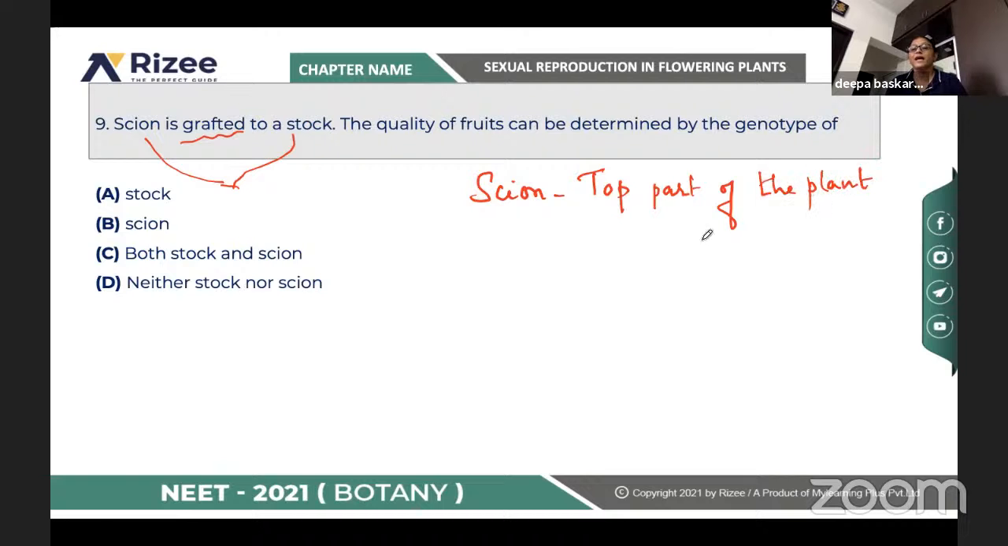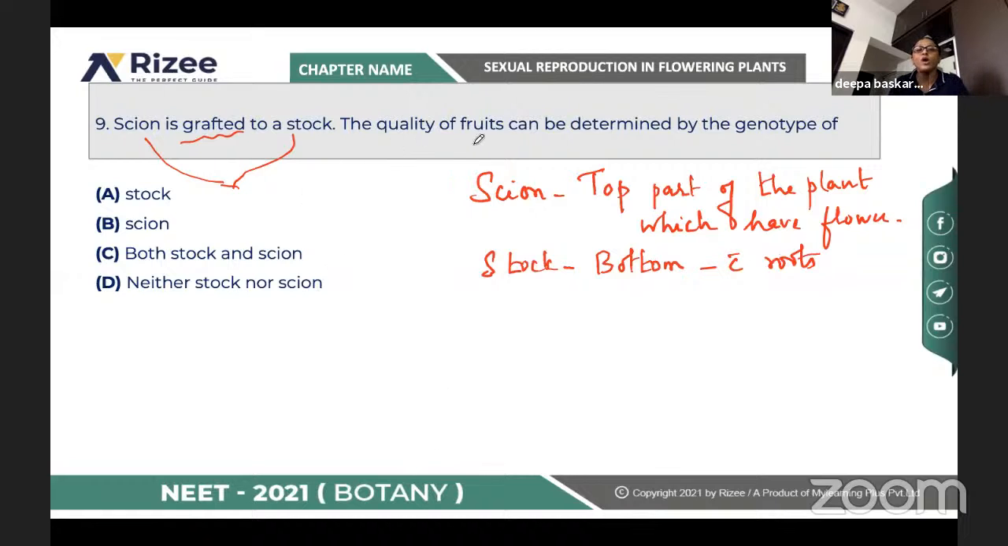Top part of the plant, which is having flowers. Which have flowers, you can have like that. Okay, so then what is stalk? Stalk is the bottom portion which is having root system. Bottom, which has roots, you can say.